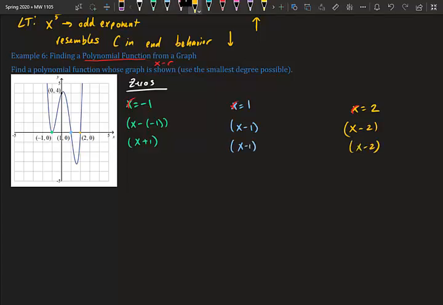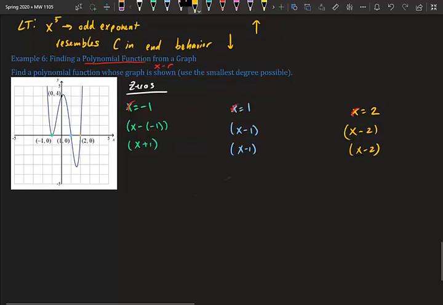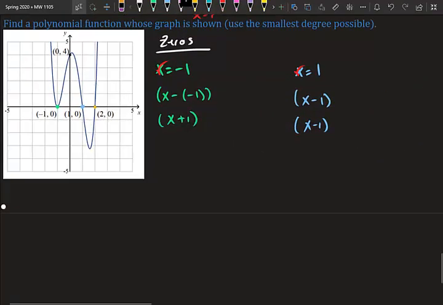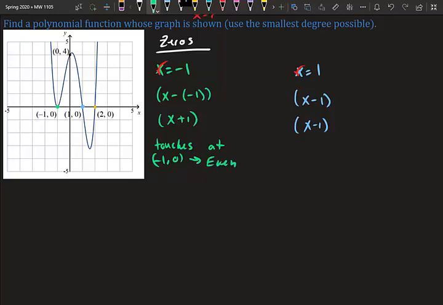So now we need the little exponents. Let's look at each of these. So at -1, 0, right here for our green one, it touches. Since it touches, we know that it has to be even. So that means that this has to be an even exponent. So it has to be x plus 1 squared. Because it says to use the smallest degree possible, that's why we use squared.